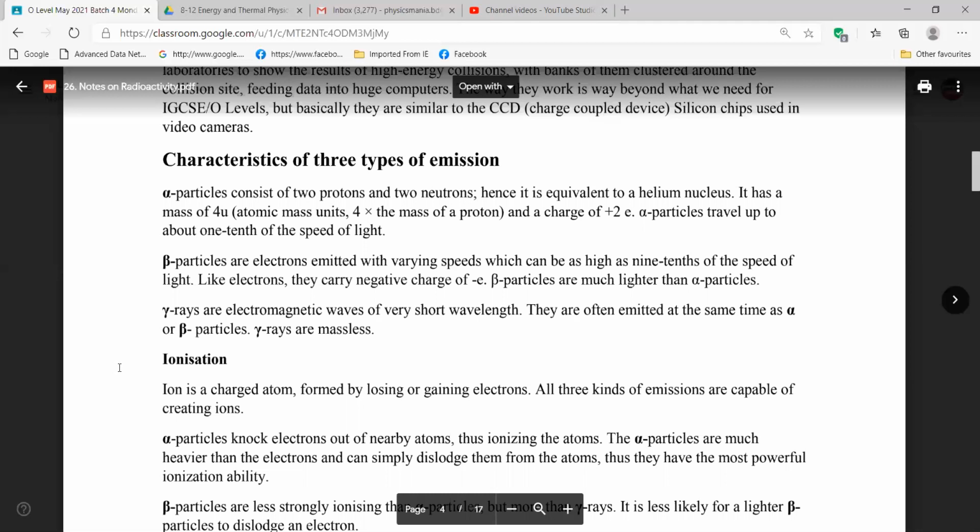Now you continue: characteristics of three types of emission. Characteristics means their properties, their behavior: alpha, beta, gamma. Continue. You give the heading in your copy, characteristics of alpha, beta, gamma. You read, then I will tell you what to write, then you write. Okay, sir.